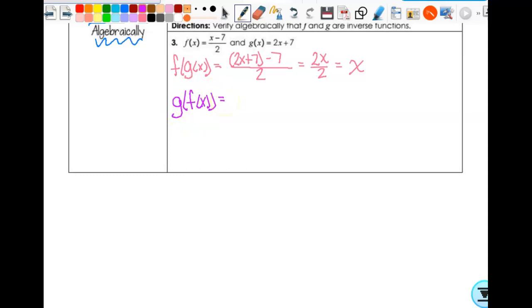So now I take f of x and I put it into g. So I get 2 times x minus 7 over 2 plus 7. What happens with the 2's? They cancel out. So that gives me x minus 7 plus 7, which is x. So g of f of x and f of g of x both equal x. So I've verified that they are inverses.